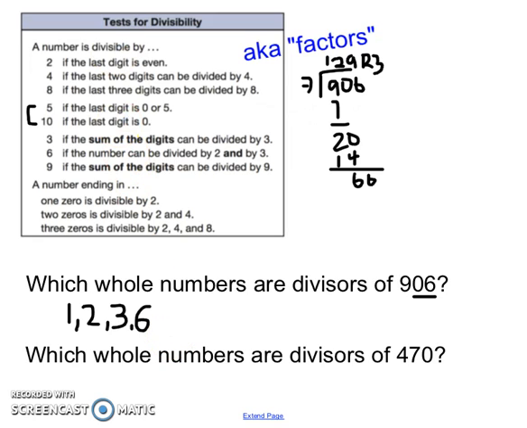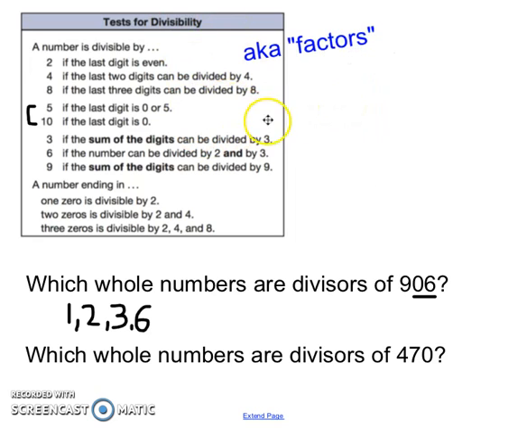Keep going down the line. For 8, the rule says the last 3 digits can be divided by 8. Well, 906, those are the 3 digits. Another thing you can do, and what I like to do for 8, is see if it can be divided by 2 three times. So 906 divided by 2, then divided by 2, then divided by 2. To me, that's easier than doing long division to see if it divides by 8. With this one, it's not going to work.